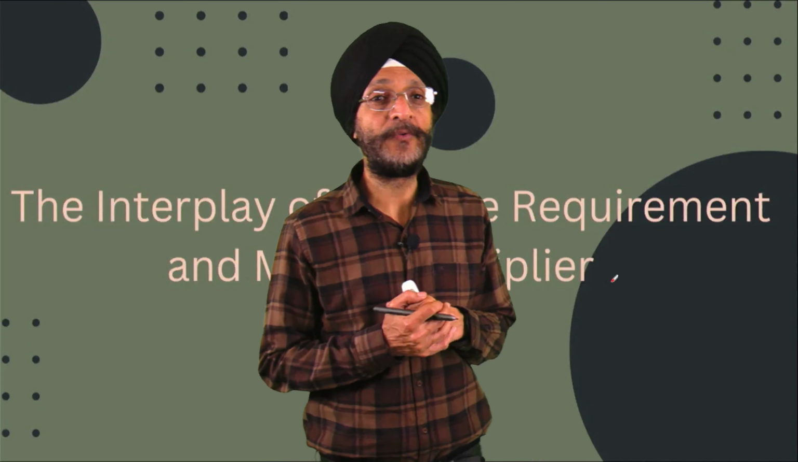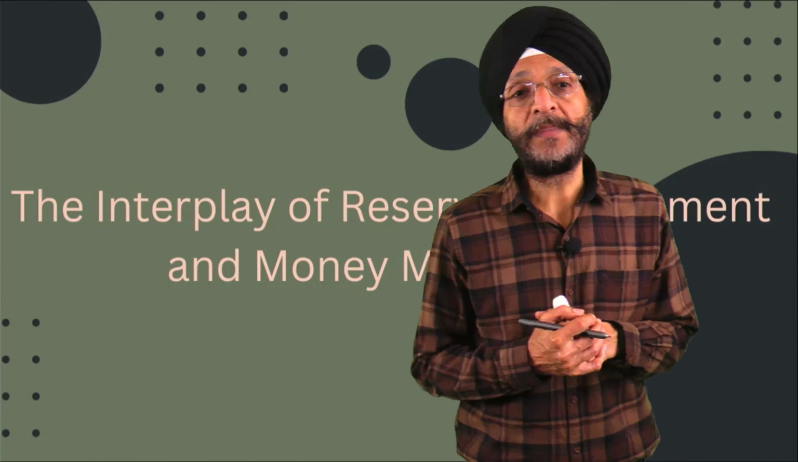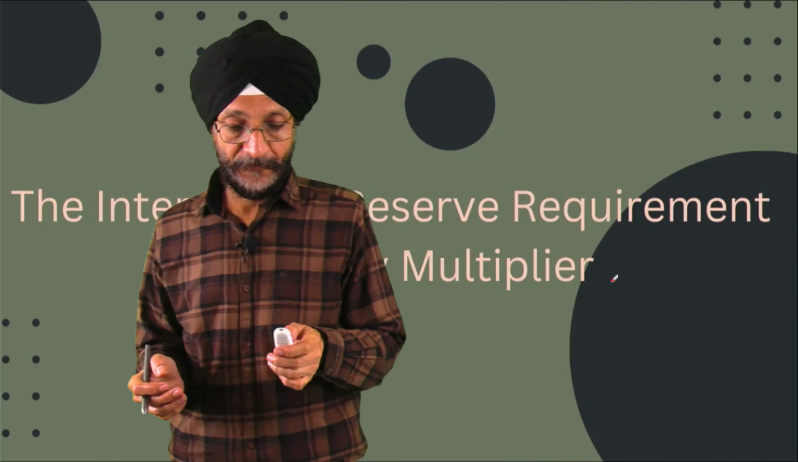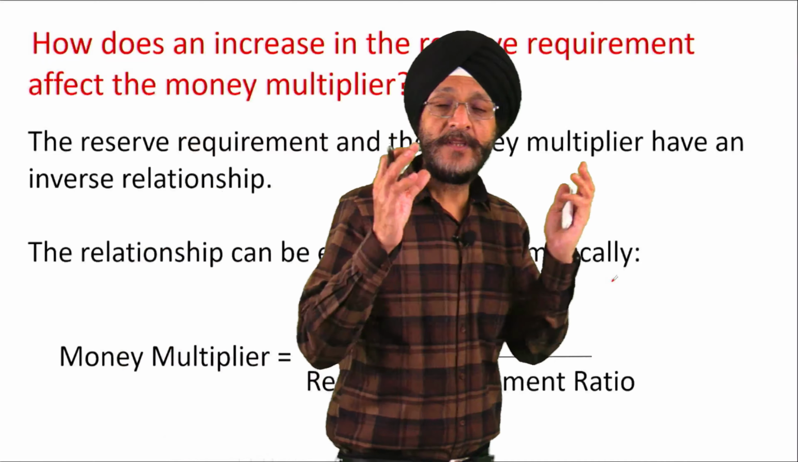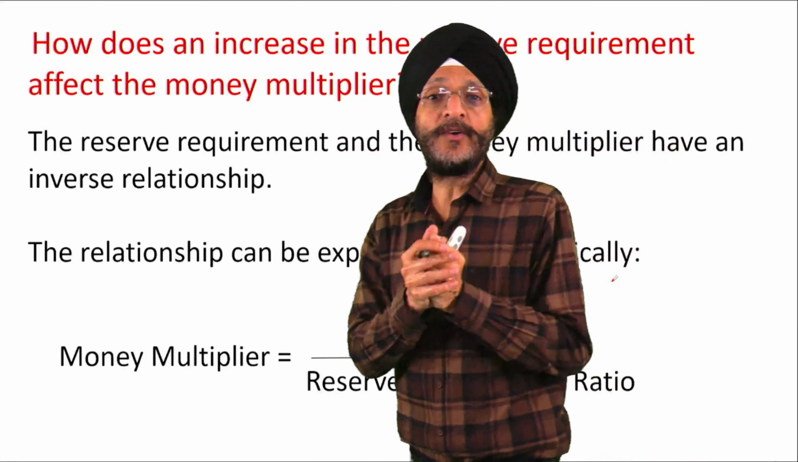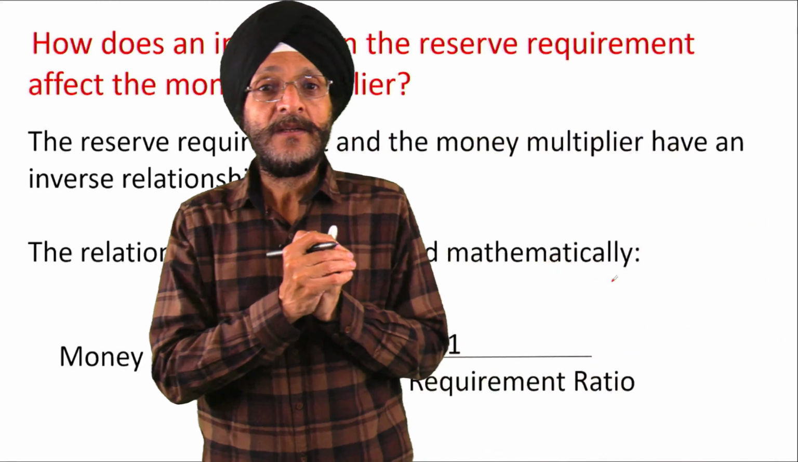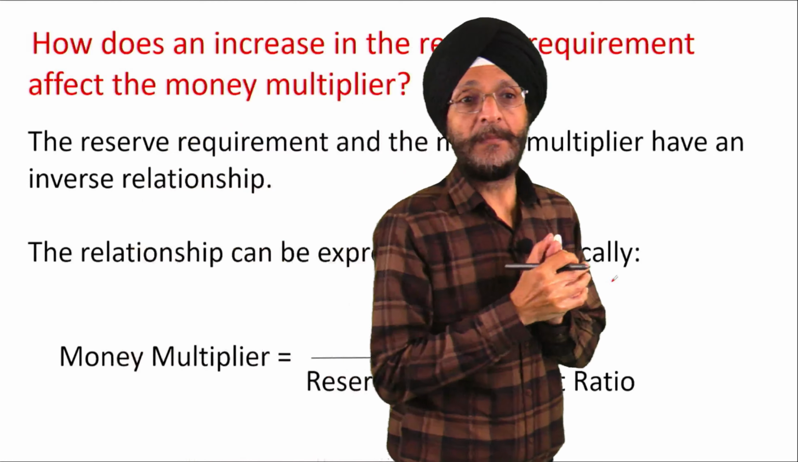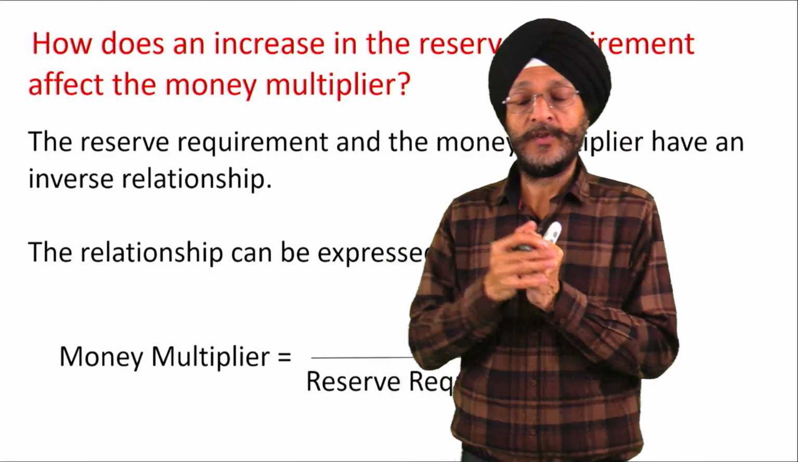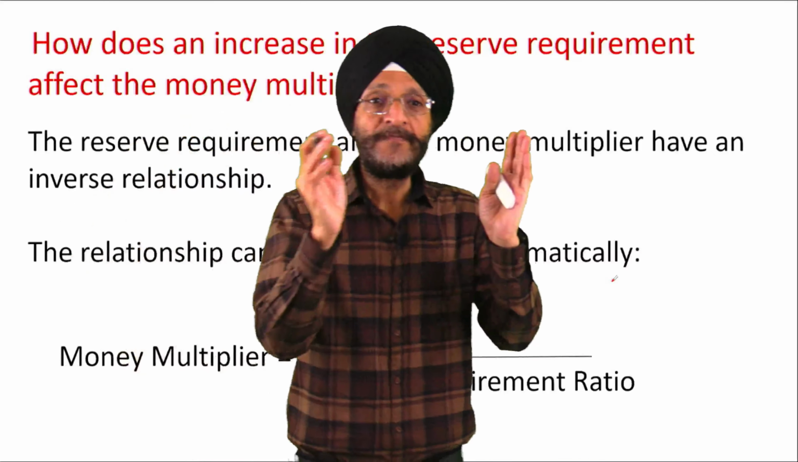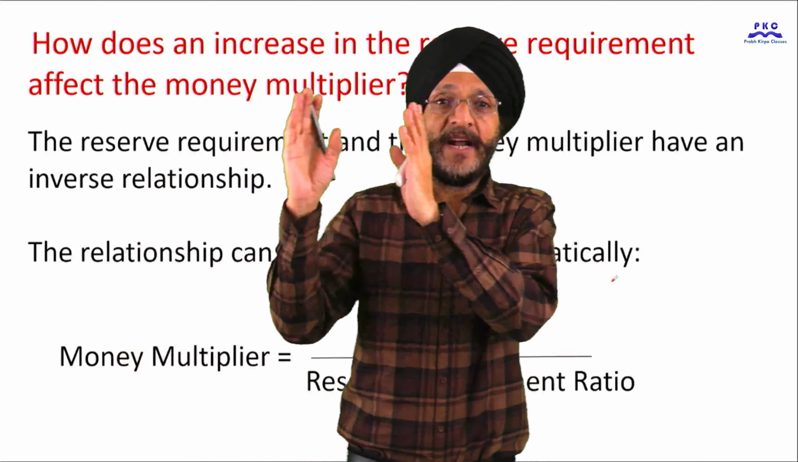Now the topic before us is the interplay of reserve requirement and money multiplier. The question is, if there is a change in the reserve requirement, what effect will it have on the money multiplier? The answer is, there is an inverse relationship between reserve requirement and money multiplier.